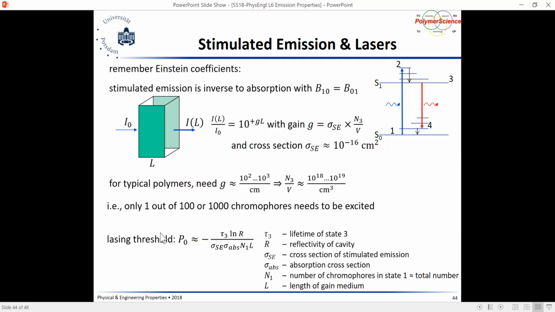And the lasing threshold is given by this equation. This is the threshold, P naught. It's proportional to the lifetime of state 3 times the natural log of the reflectivity of the cavity, divided by the absorption cross-section, the stimulated emission cross-section, the number of chromophores that we have to begin with in the ground state, and the length of the gain medium.